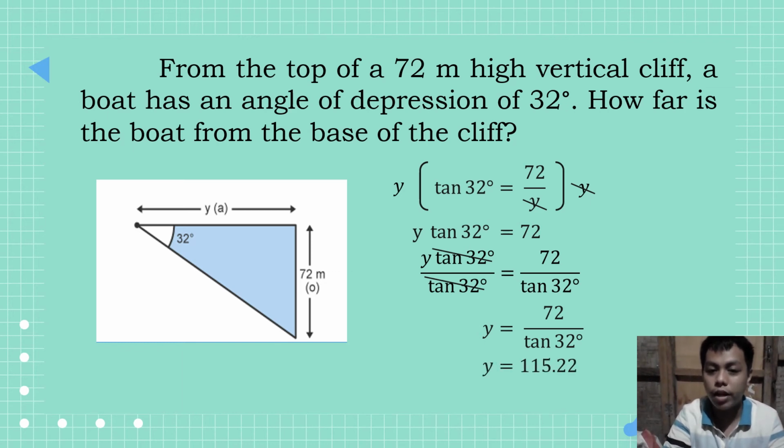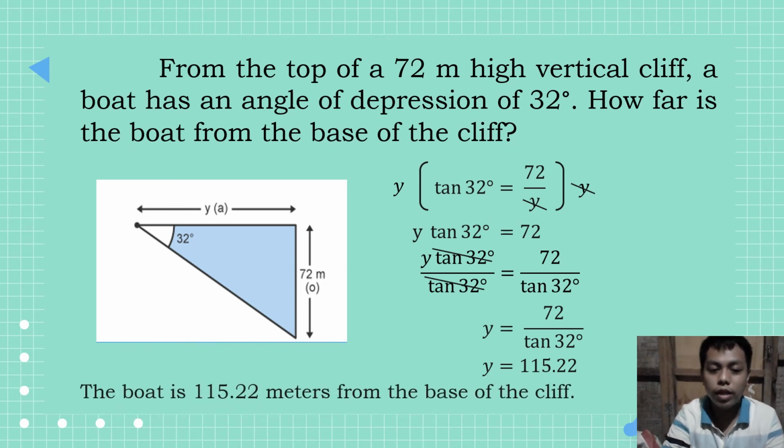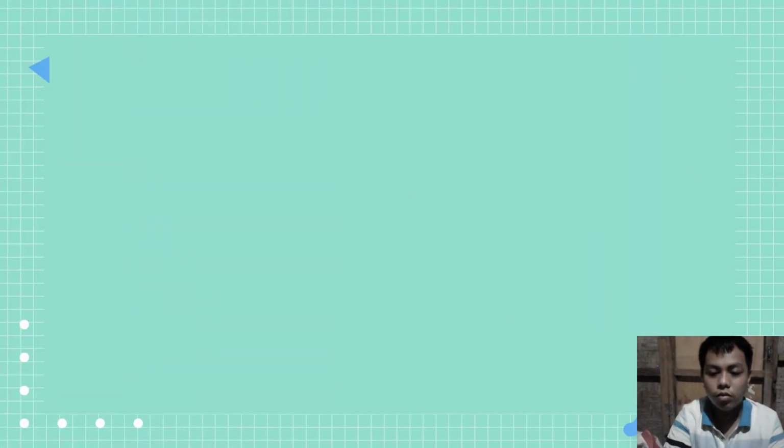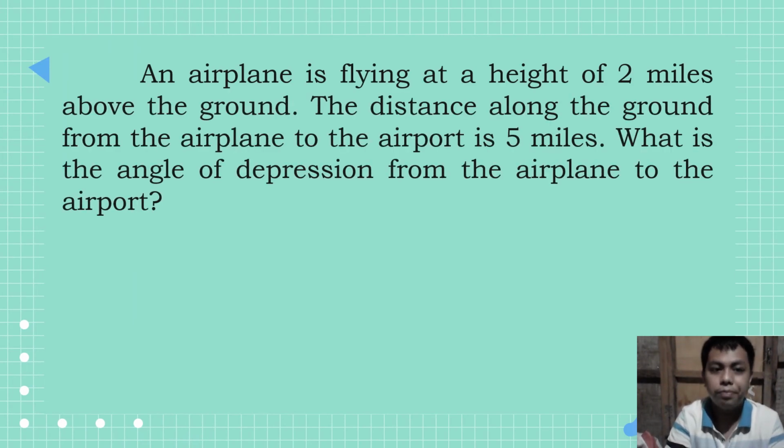The value of y is 115.22. How far is the boat from the base of the cliff? The boat is 115.22 meters from the base of the cliff. Now let's proceed to our third and last example.